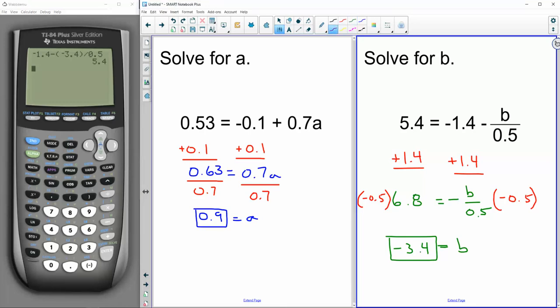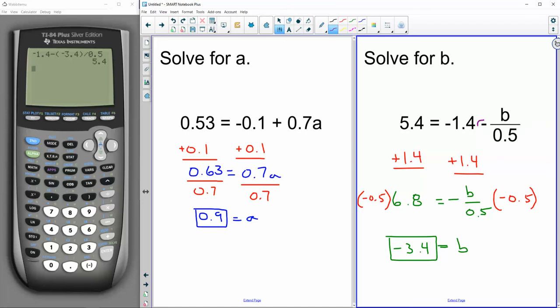A couple key things to notice here is that this negative sign right here is what caused me to add. If this was a positive 1.4, I would have subtracted 1.4 from both sides. If this was a positive 0.1, I would have subtracted 0.1 from both sides.